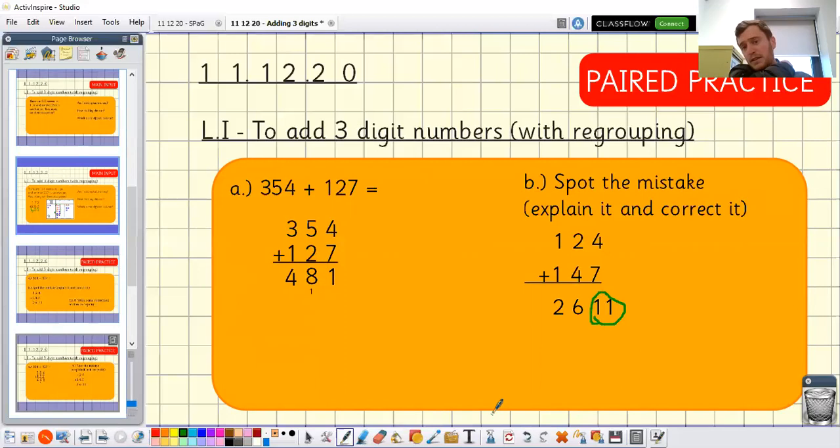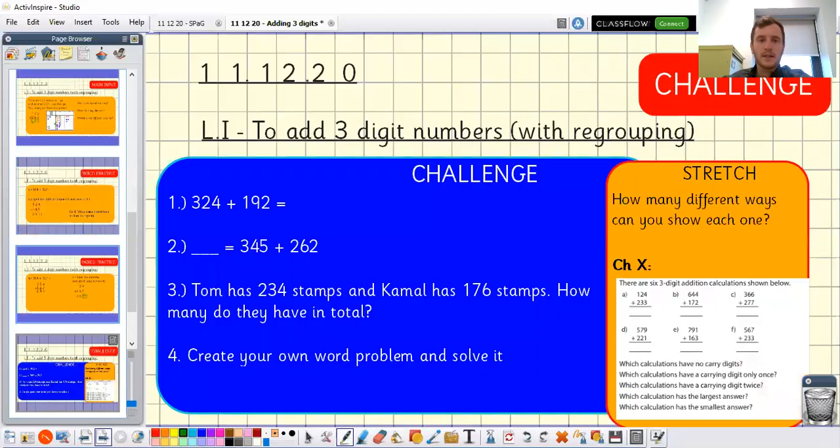Now we know we can't leave the number 11 there because that creates a number that's very different to what it should be. So what we should have done is regrouped 10 of those ones into one extra 10, a bit like we did over here, and shown that just below, and we would have got a completely different answer. If you want to show me your explanation or your correction to that one, please send it into the email address and I'll have a look at that one myself. But well done if you spotted that mistake.